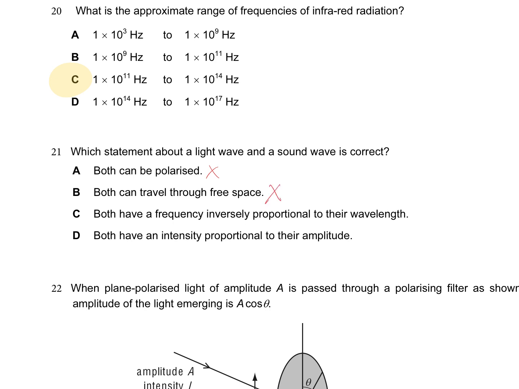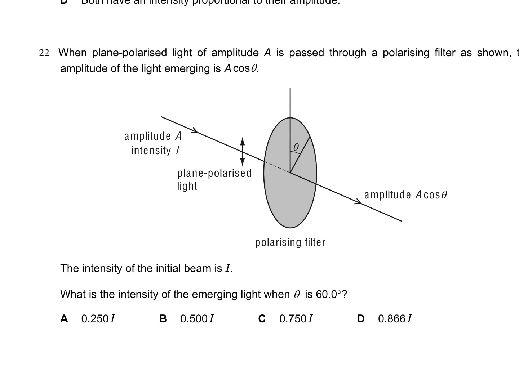Both have a frequency inversely proportional to the wavelength. That's true. If v equals f lambda. Both have an intensity proportional to the amplitude. No. If it said squared, yes, but no. The answer is C for that one.